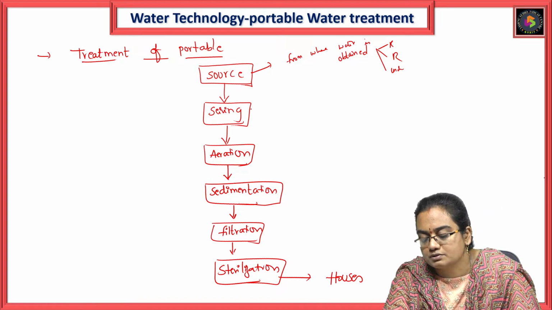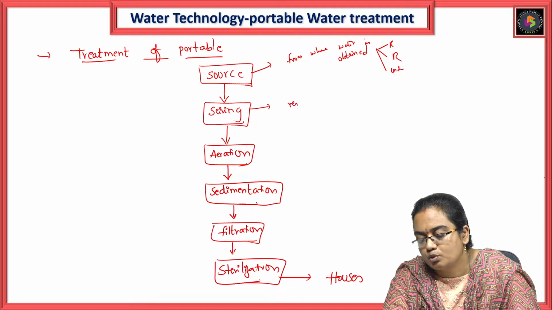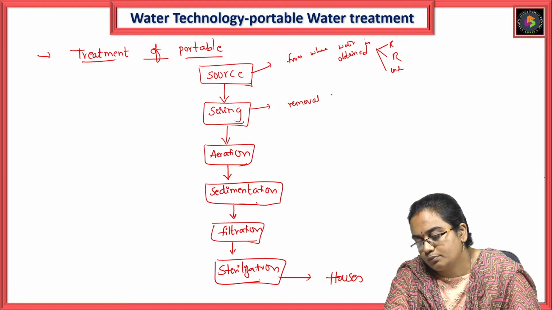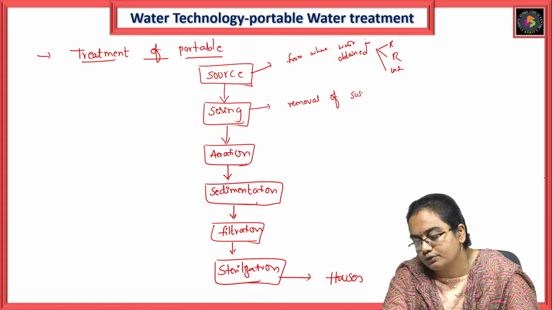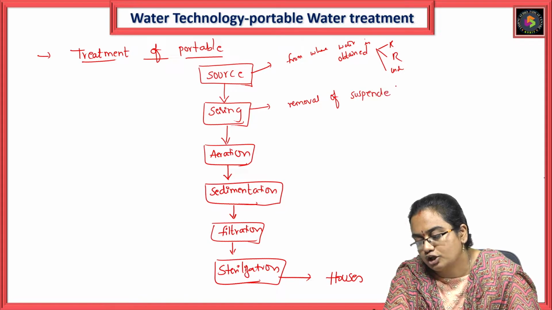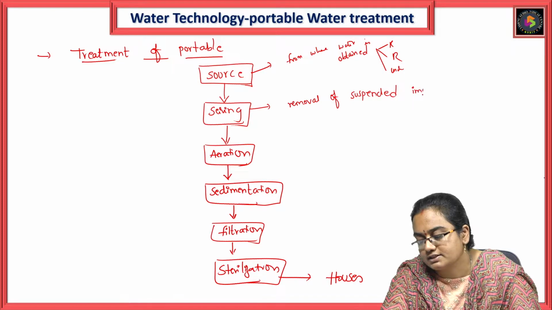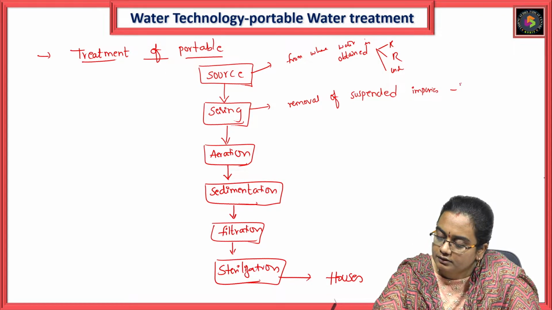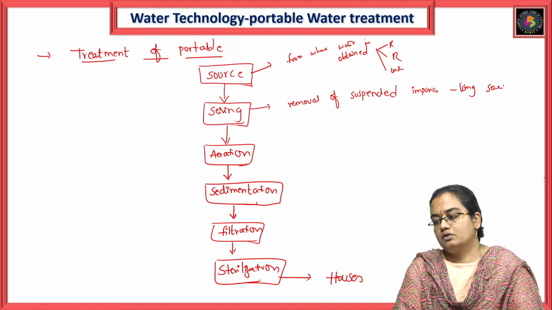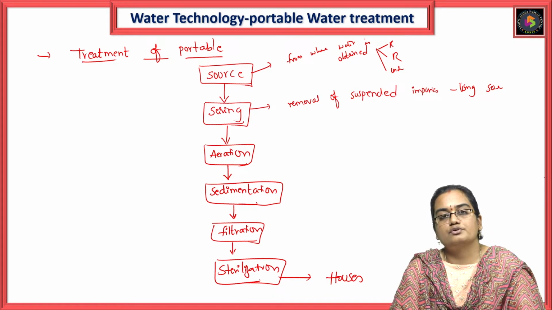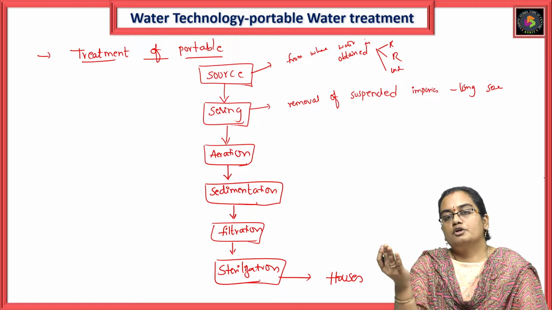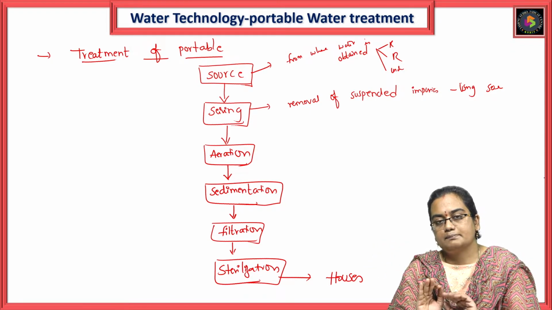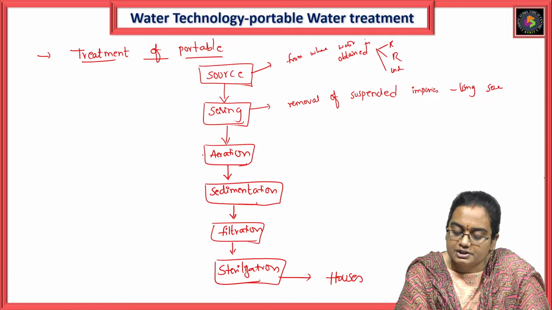So in the sieving process, what we are going to do? Removal of suspended impurities by using sieve. That means nothing but your filter layer. Okay, sieve. By using your sieve, we are going to remove all your suspended impurities. So first step completed. Next one, aeration process.